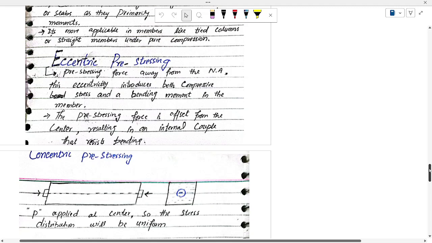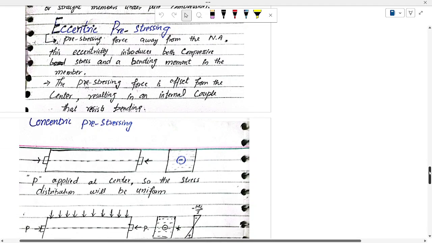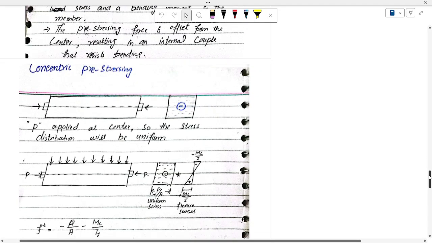Eccentric pre-stressing applies the force away from the neutral axis. This eccentricity introduces both compressive stress and a bending moment in the member. The pre-stressing force is offset from the center, resulting in an internal couple that resists bending.